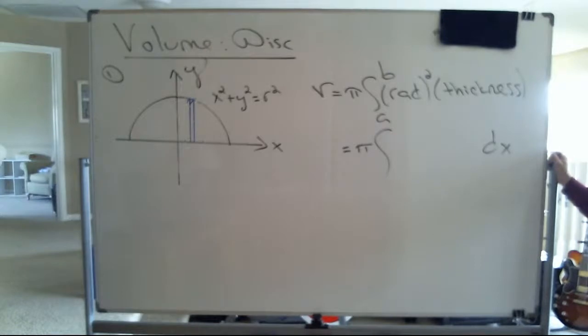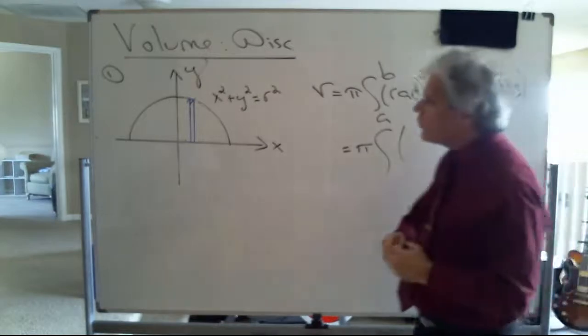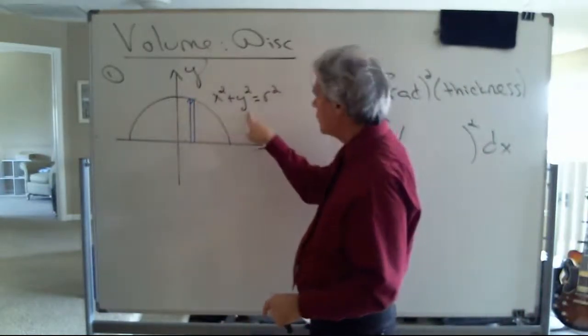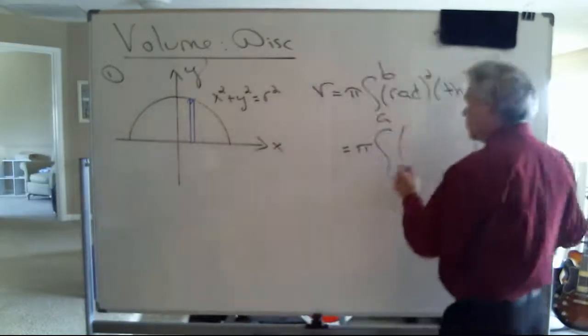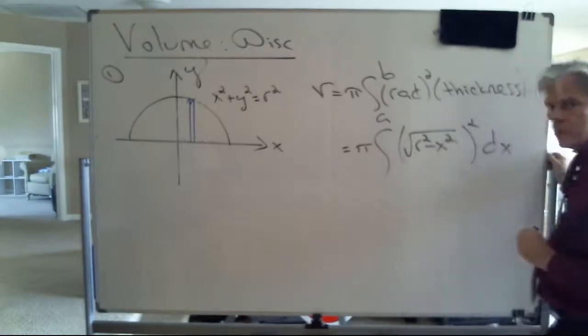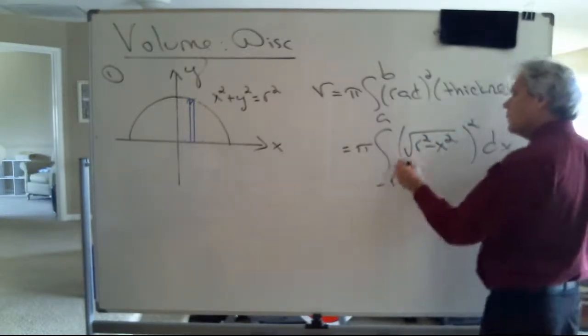All I need to, I shouldn't say all, but next I need to worry about the radius. That's what's being squared. But the radius is nothing more than the y value of the curve. And the y value of the curve can be interpreted as the square root of this. And I think the x values are ranging from negative r to r.